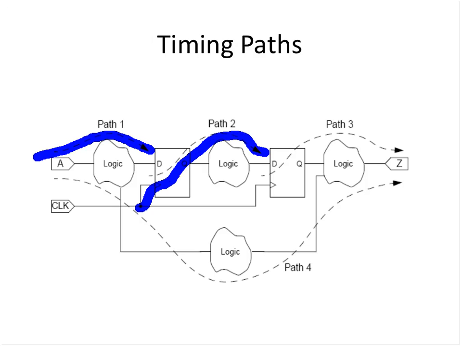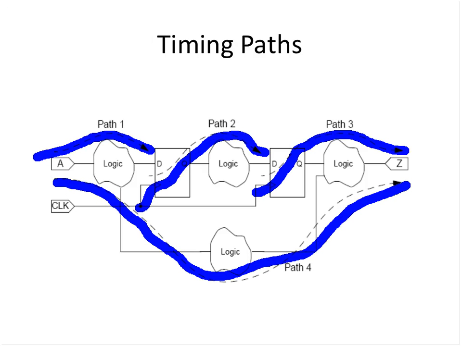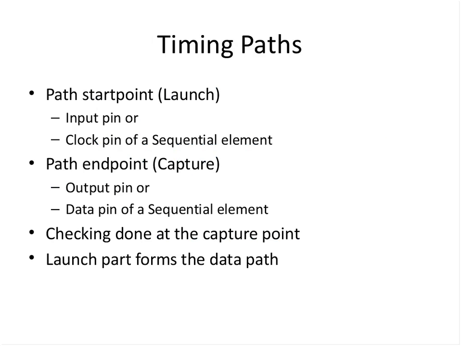Again, it will start at the clock input until it finds the output port. Obviously, there should not be any sequential logic in between. This kind of path is called a register to output path. If it does not find any sequential element and directly encounters the output port, it is called a combinational path or a feed through path. There are four basic kinds of paths. There are more than that.